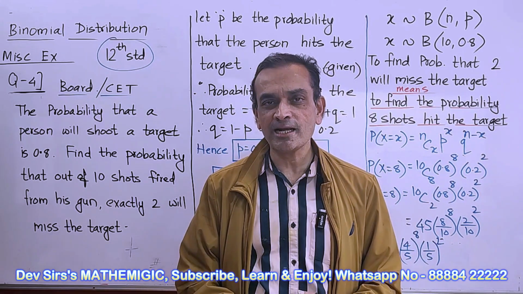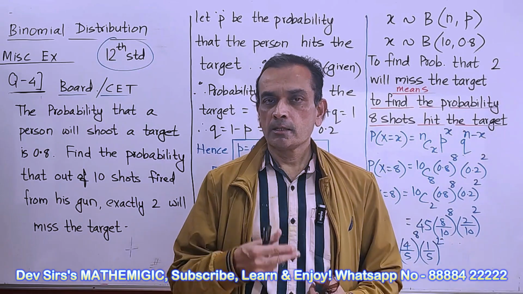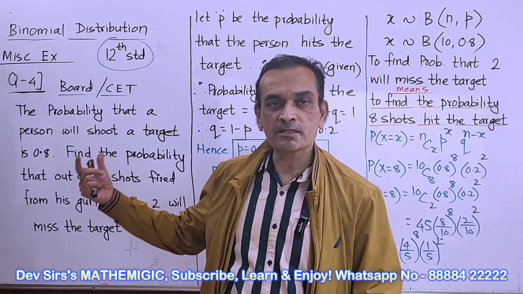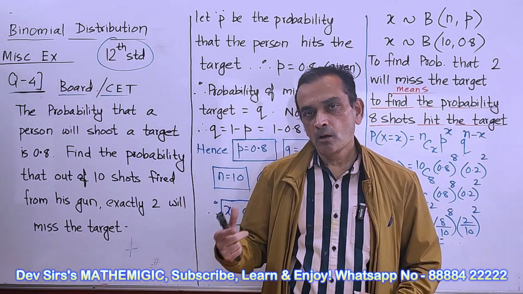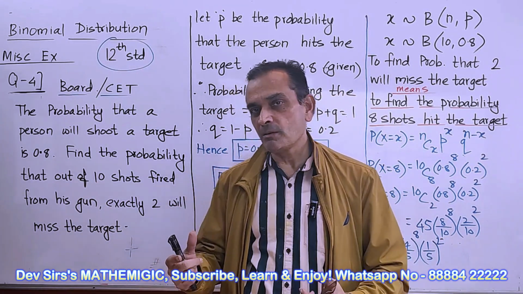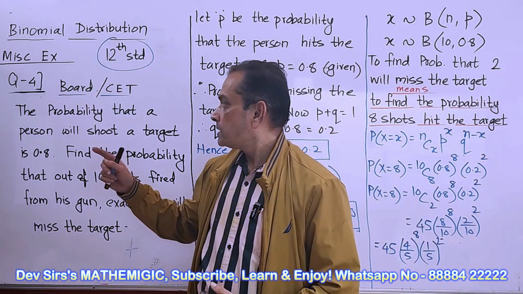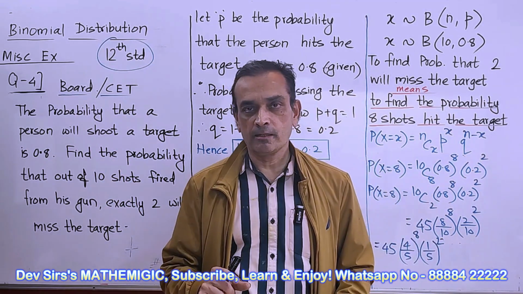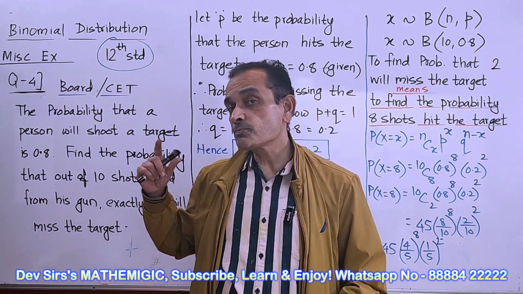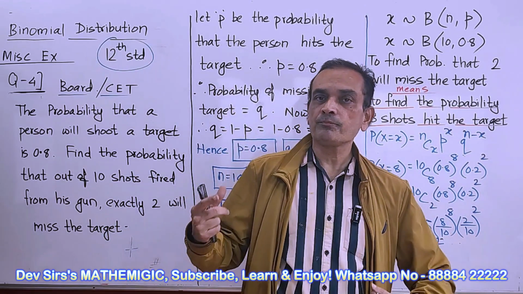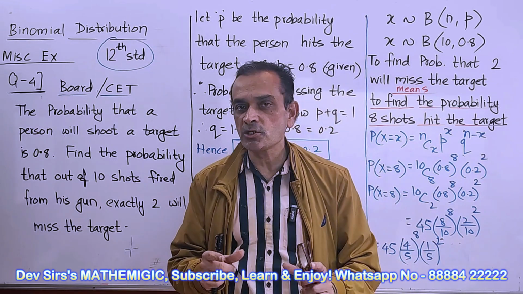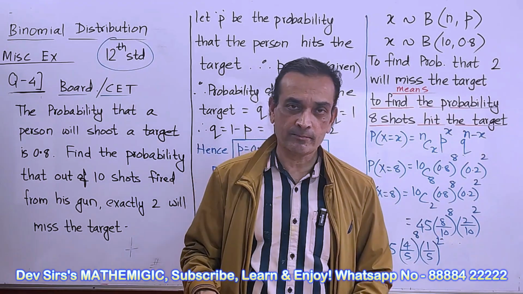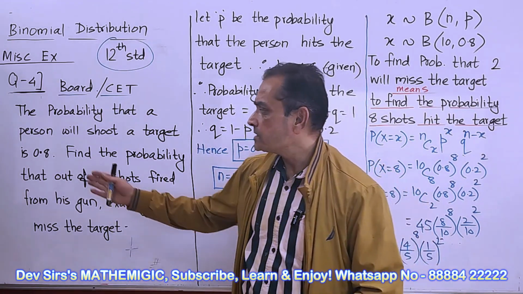Binomial distribution. All set? Okay. Now, what is the problem? This particular problem is there in the miscellaneous exercise of the textbook, though it is written a bit differently there. The problem is the same. There it says the probability that a bomb hits a target. But when this problem was asked in CET, the words were slightly changed. The probability that a person will shoot a target, both are the same, is 0.8.